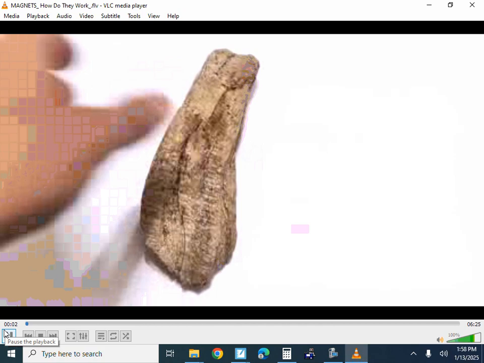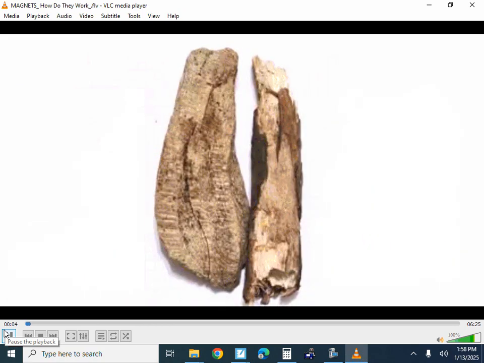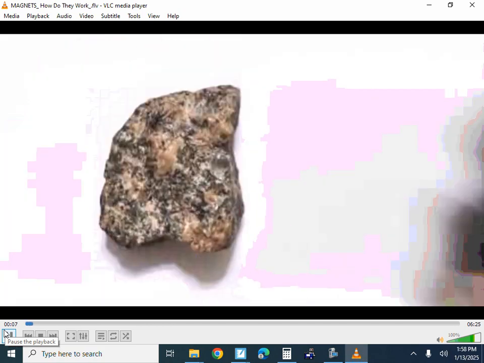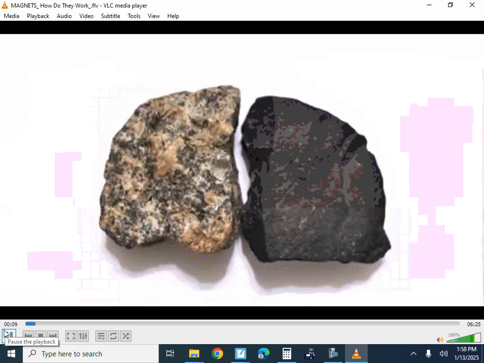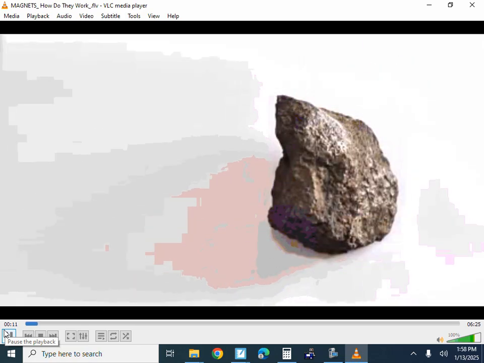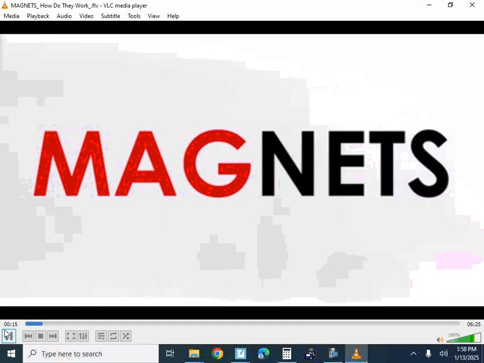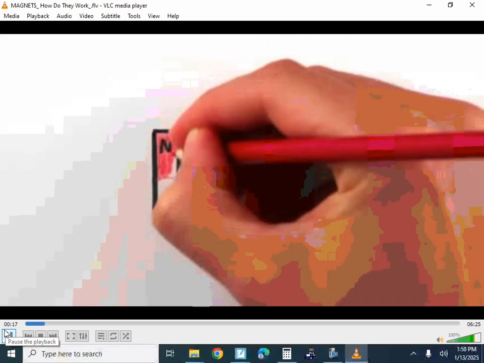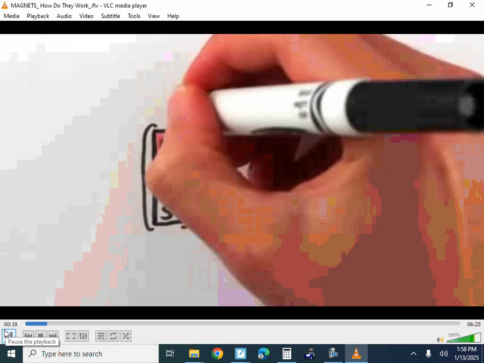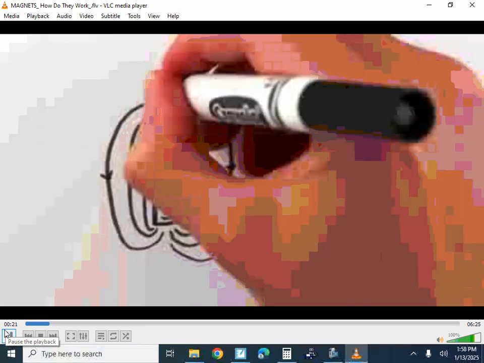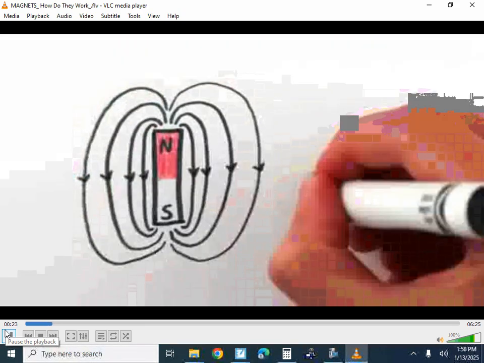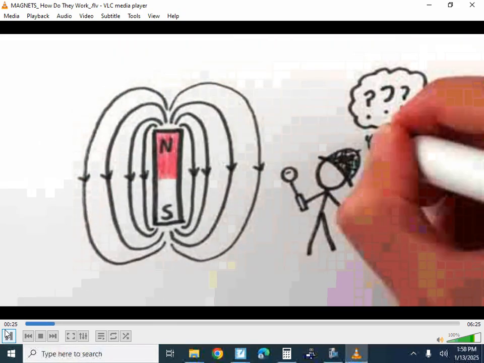If you take a piece of wood and put it next to another piece of wood, nothing happens. And if you take a piece of granite and put it next to another rock, still nothing. But if you take this piece of iron and put it next to this other piece of iron, magnet. Magnetic objects are able to magically attract at long distances because they generate magnetic fields that extend invisibly out beyond the object. But the mystery is this: where do magnetic fields come from?